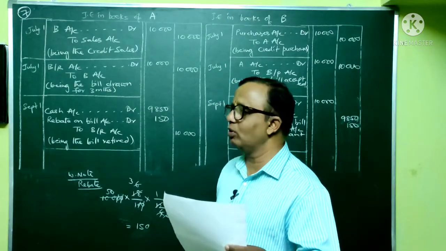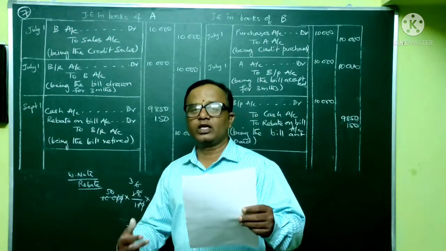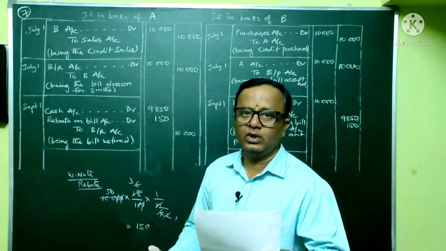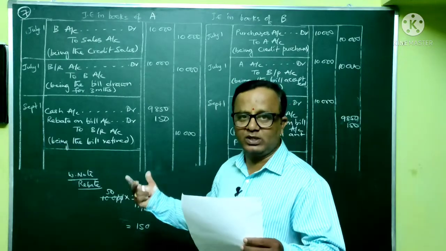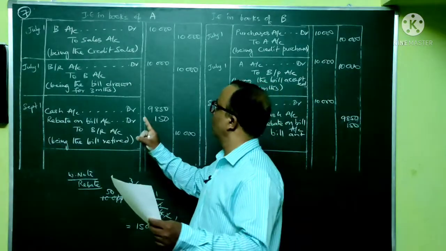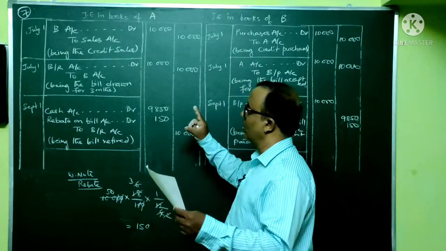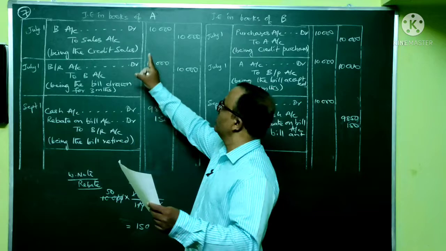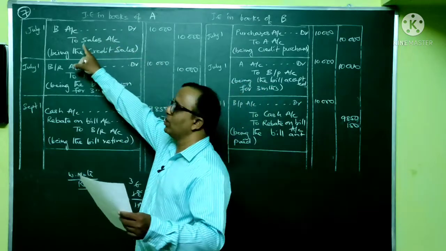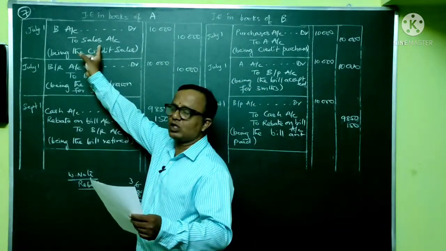Retirement means that earlier than the due date, if the drawee has made a payment, at that time it is called the retirement of a bill. So in case of retirement of a bill, how the changes will come, let's see in this problem. So A has drawn a bill on B. Before that, A has sold goods to B. So when he has sold the goods, in the books of A he is going to write B account debit to sales, because these are credit sales for him.